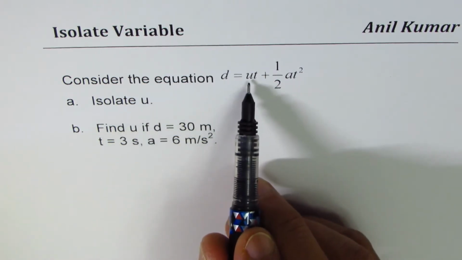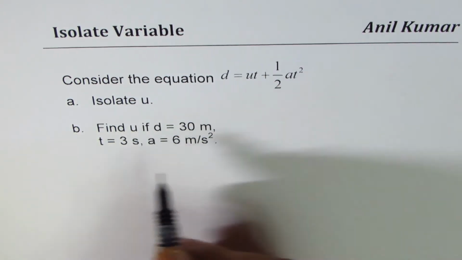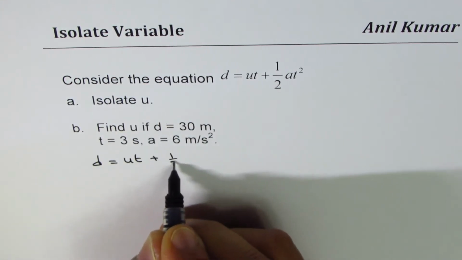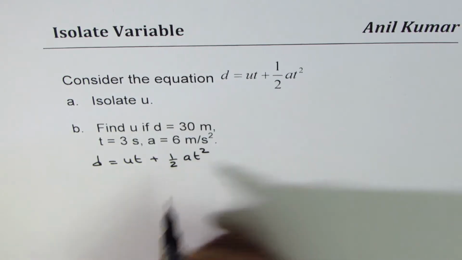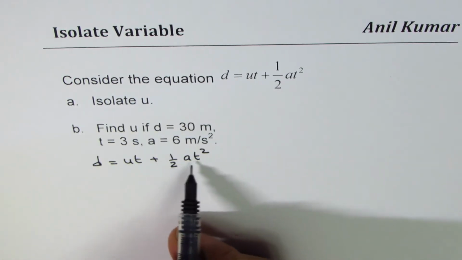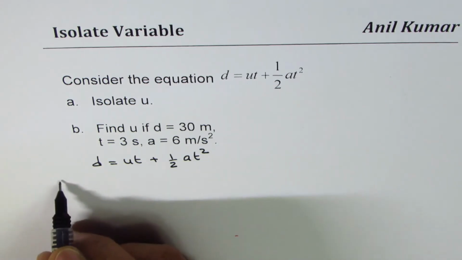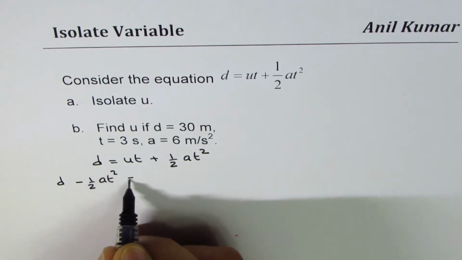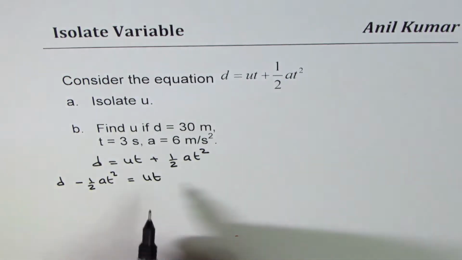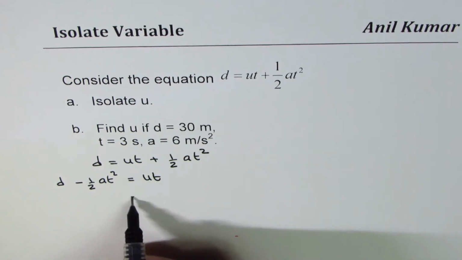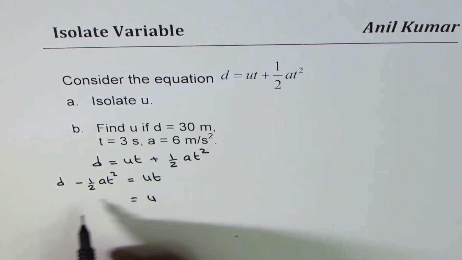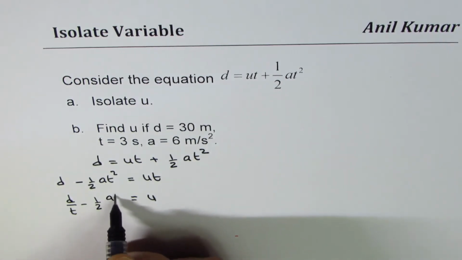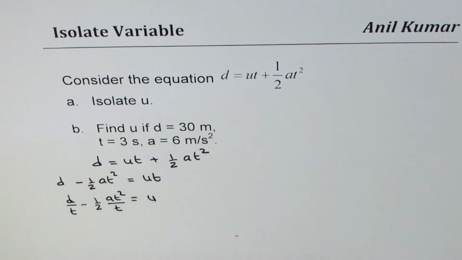We need to isolate u. So let's isolate u. We are given the equation d equals ut plus half at square. We want what u is. We don't want this, so let's take away half at square from both sides. So we get d minus half at square equals ut. Now we can divide by t, right? So when you divide by t, you get u on the right side. We get d over t minus half at square over t, correct?